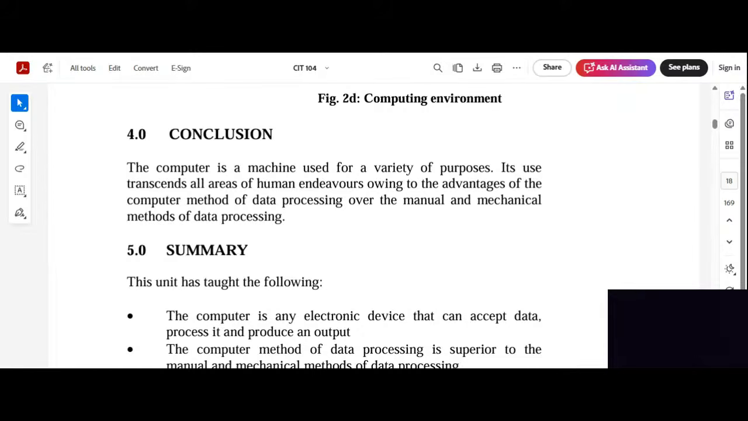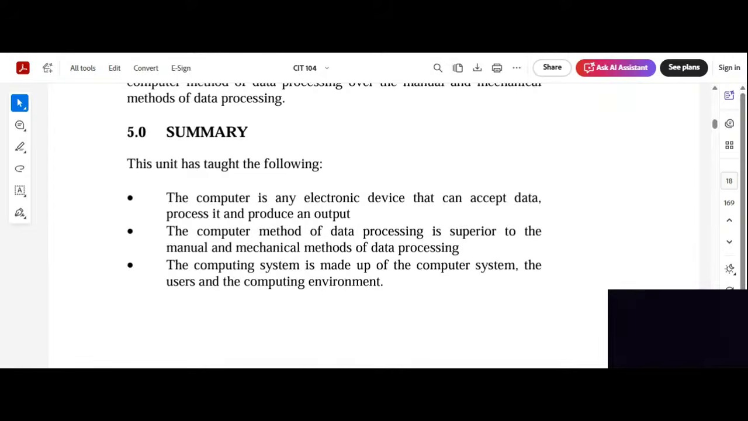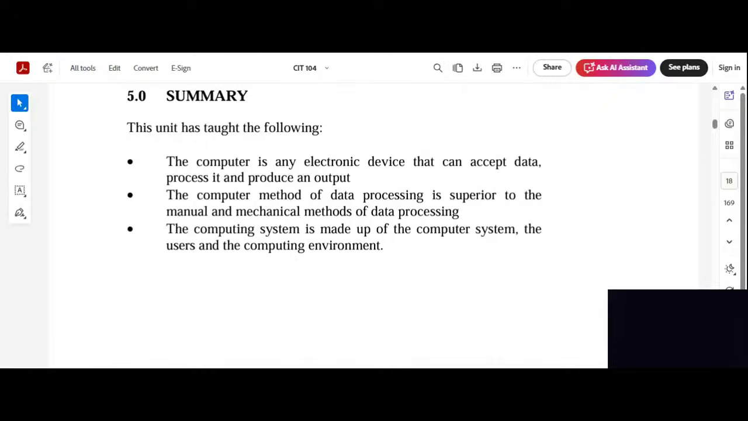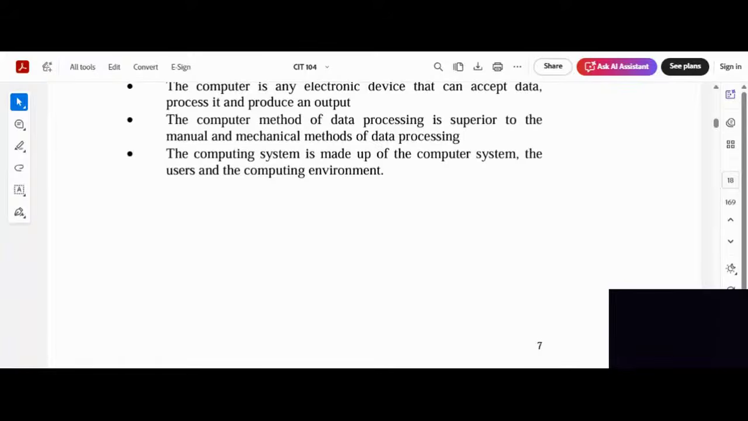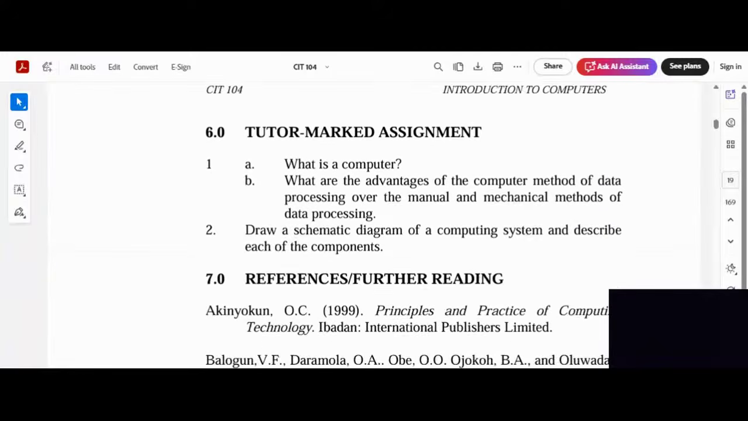So in summary to this unit we have learned the following: that the computer is any electronic device that can accept data, process it, and produce an output. Another thing we learned is that the computer method of data processing is superior to the manual and mechanical methods of data. Well, that one is obvious. We know that in the manual method it was so slow, it was stressful, and the rest of them. The mechanical was also stressful and hazardous because it also makes noise. The last one is that the computing system is made up of the computer system, the users, and the computing environment.